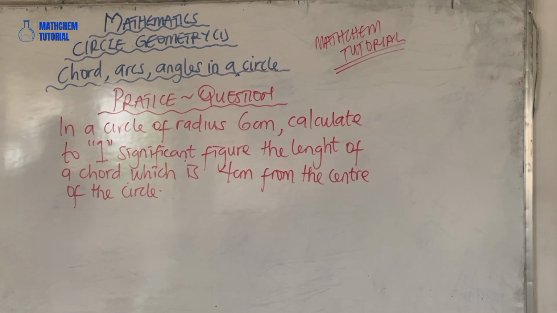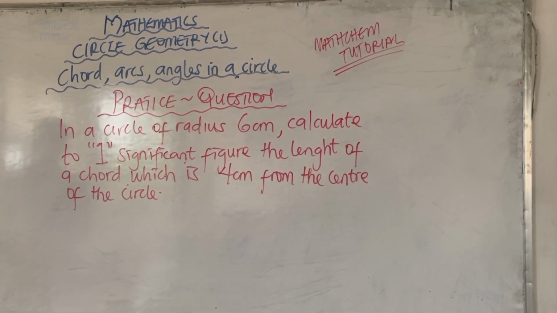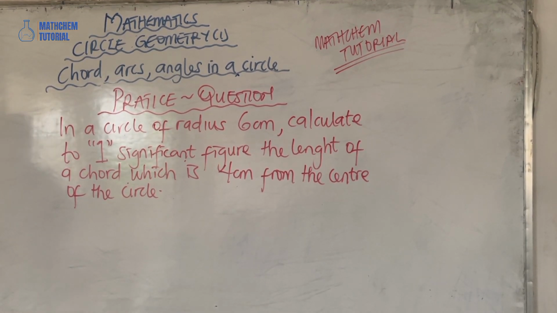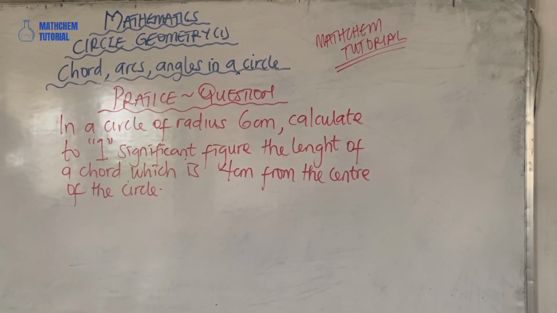Remember that your chord is going to be two halves together, because you're going to cut it, divide it into 2. So whenever you extract a triangle out, half the chord is going to be 2 centimeter like that, and for your final answer, remember to leave it in one significant figure, that is 1 SF. So try to practice this question.